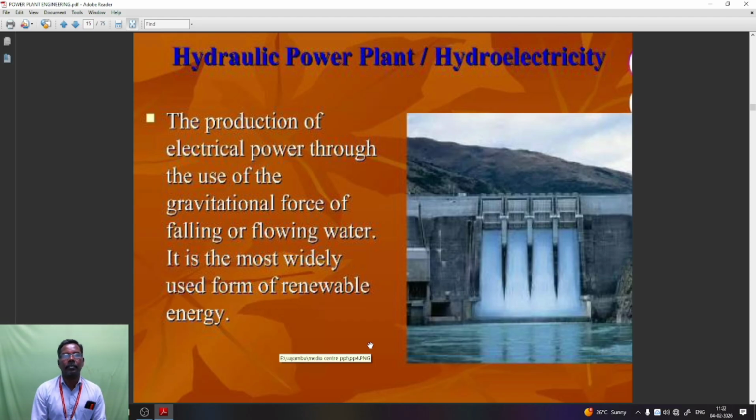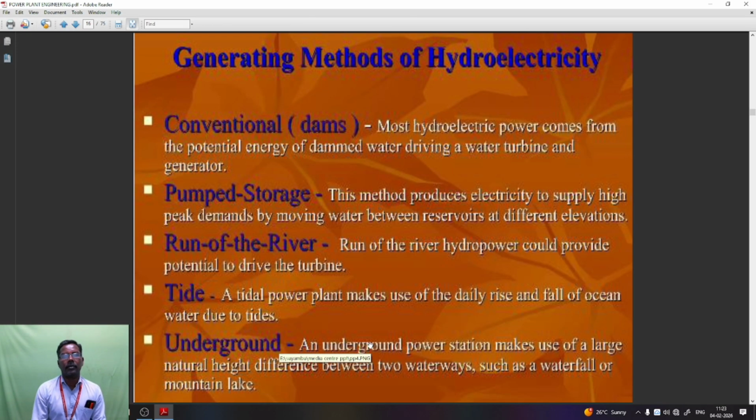Hydraulic power plant: the production of electrical power through the use of the gravitational force of falling or flowing water. It is the most widely used form of renewable energy. Generating methods of hydroelectricity. Conventional, that is dams. Most hydroelectric power comes from the potential energy of dammed water driving a water turbine and generator.